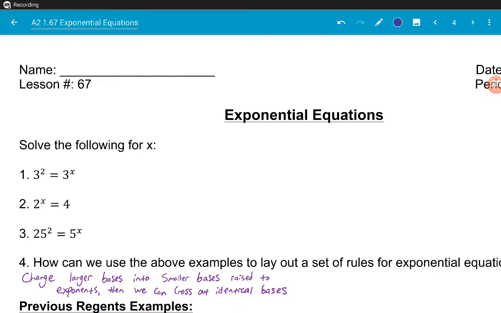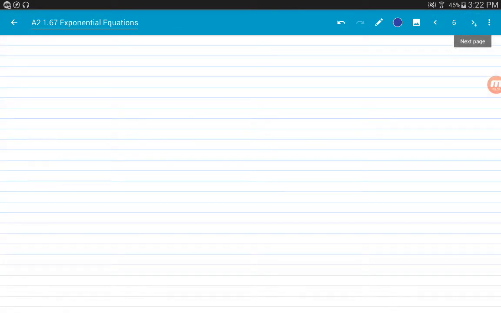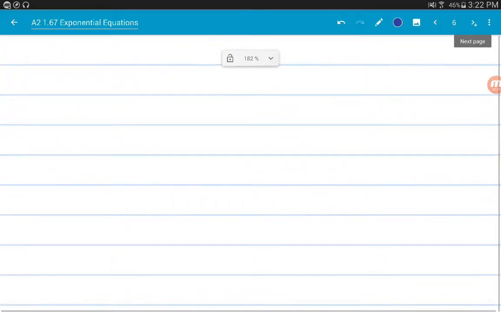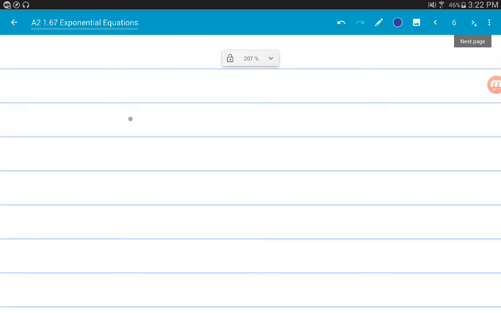Okay, so here's a video on lesson 67, exponential equations. Now, this whole lesson is based around this idea. The idea is that if I have two equal bases, let's just say they're 3, and they have different exponents, for instance, if this one has an x but this one is a 4, 3 to the x equals 3 to the 4th, isn't it obvious that x must equal 4 then?